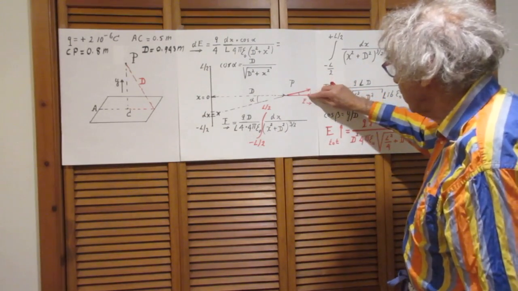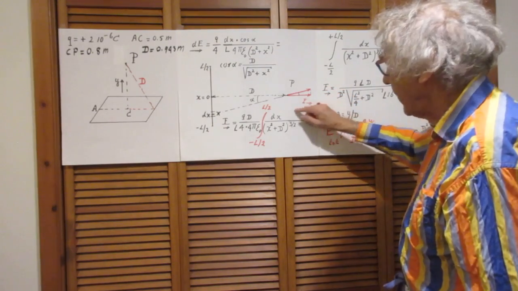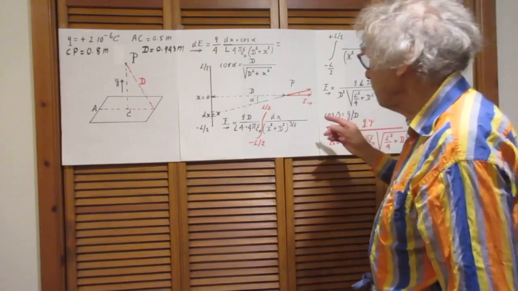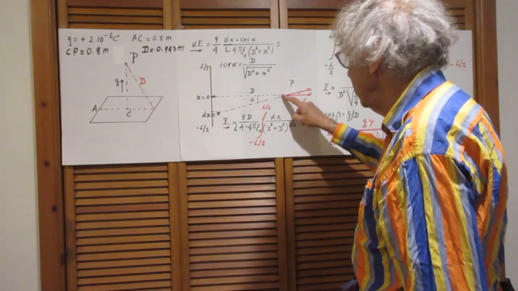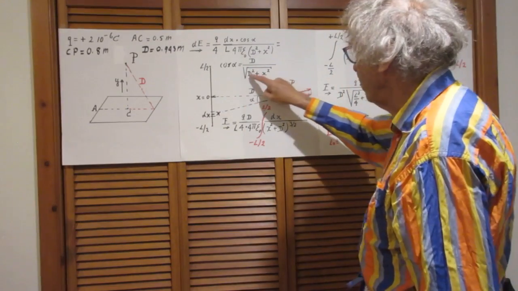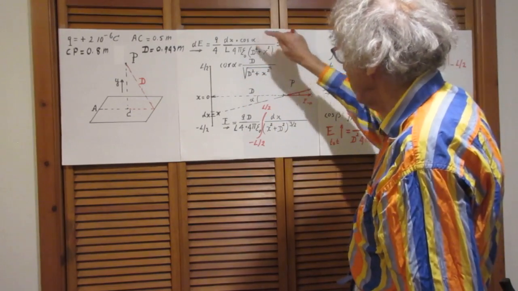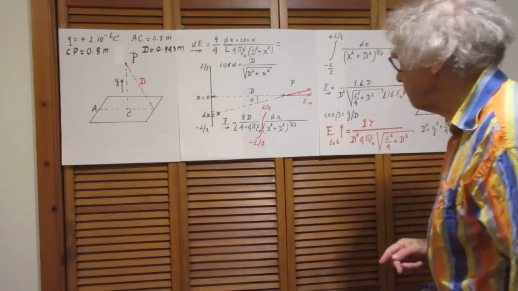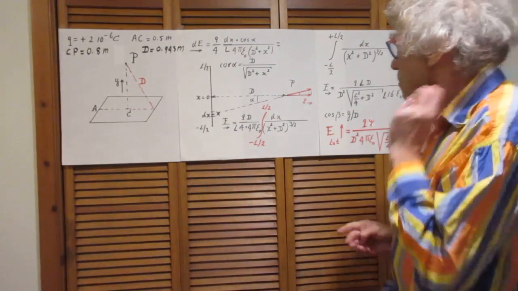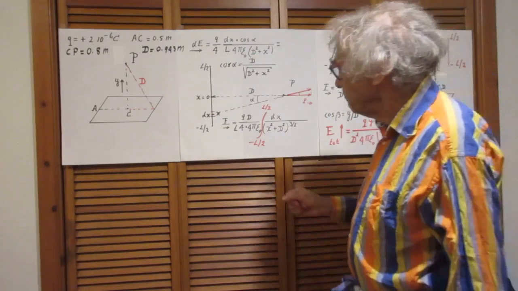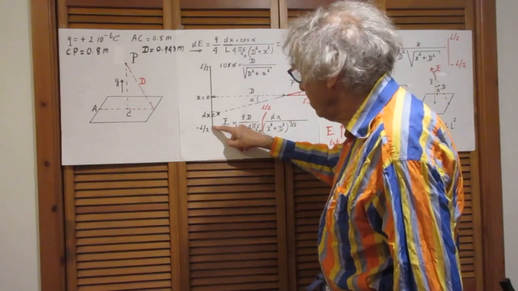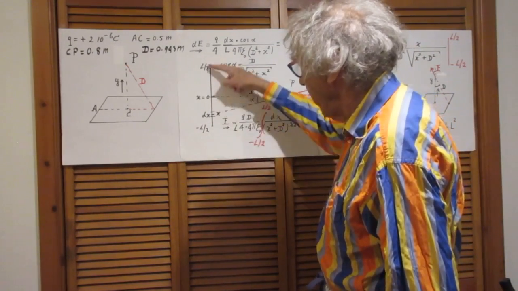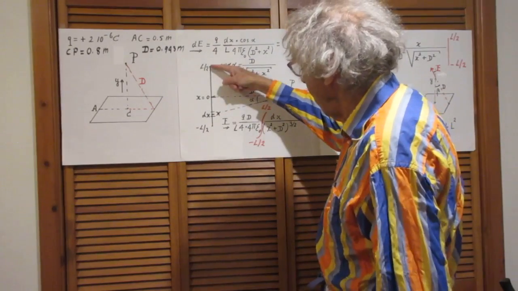So to go from this one to this one, I have to multiply by the cosine of alpha. And the cosine of alpha is D divided by the square root of d squared plus x squared. So here is that cosine of alpha. And so I substitute the cosine of alpha in here. And now I have to do an integral from x equals minus L over 2 to plus L over 2. So then I have the contribution at point P of the entire wire.